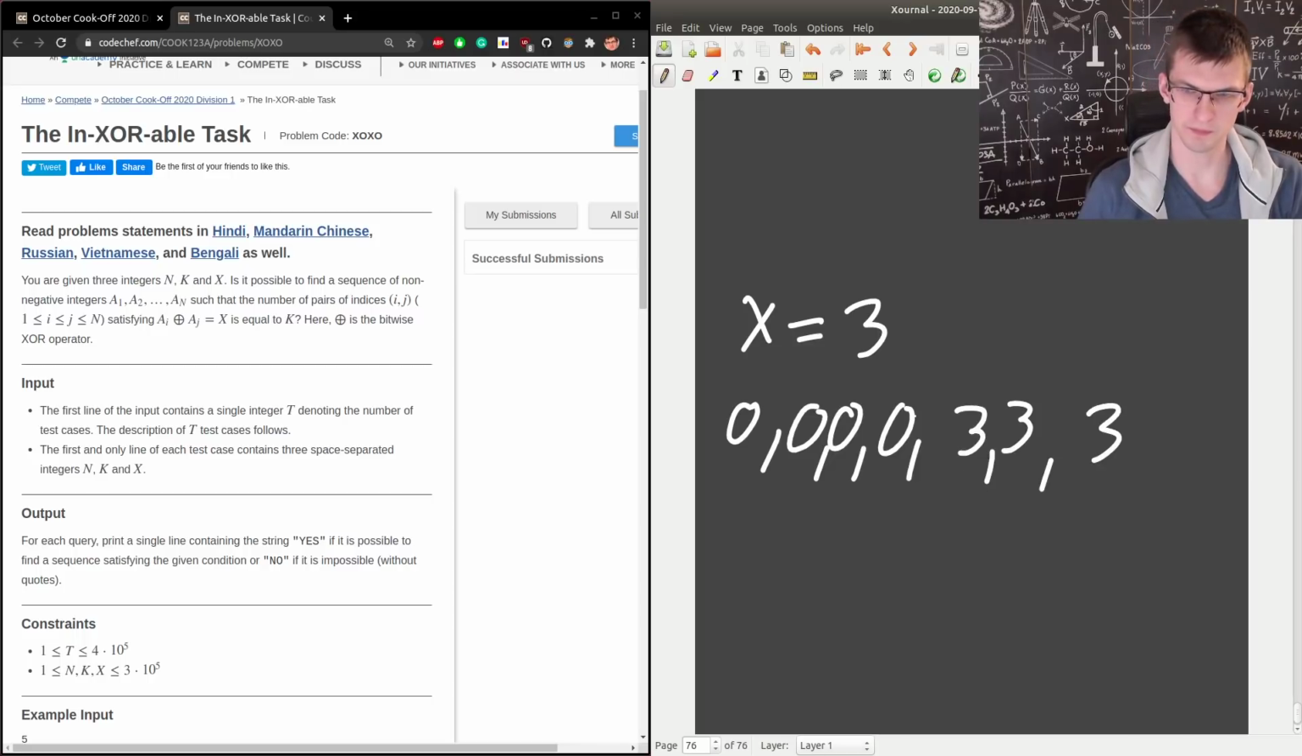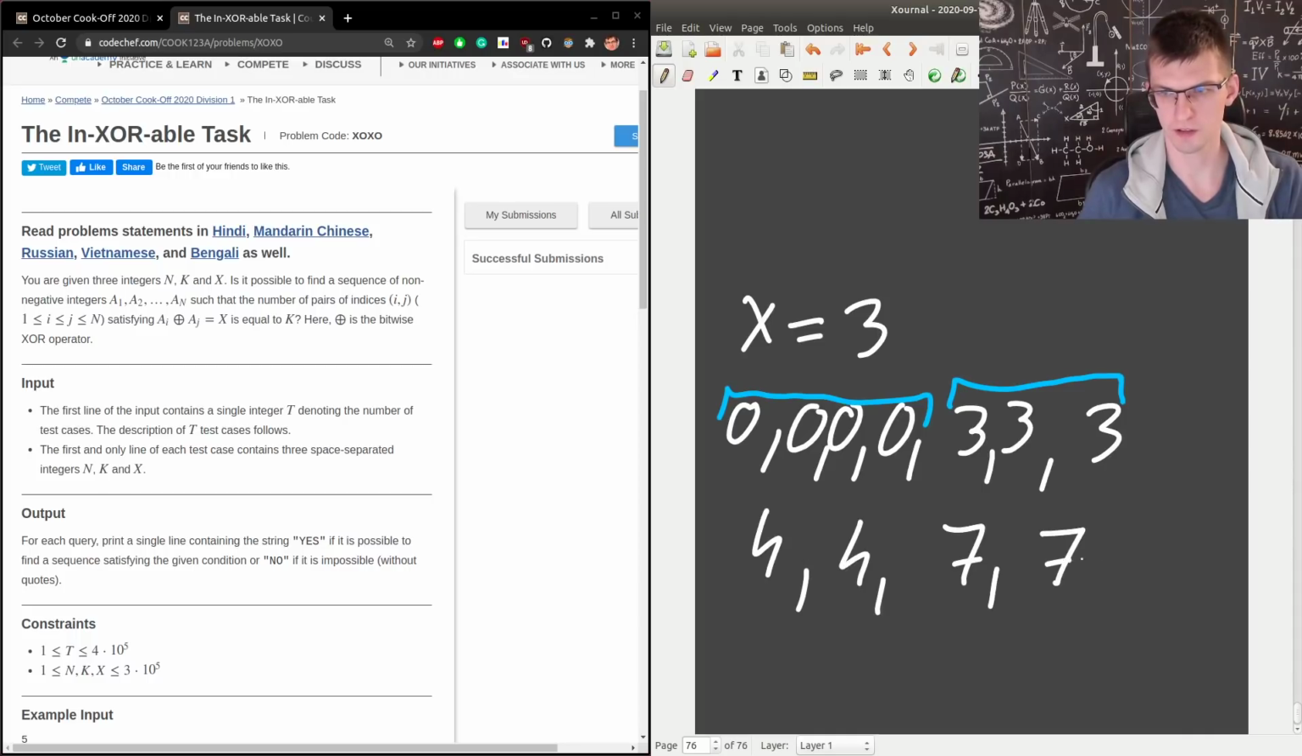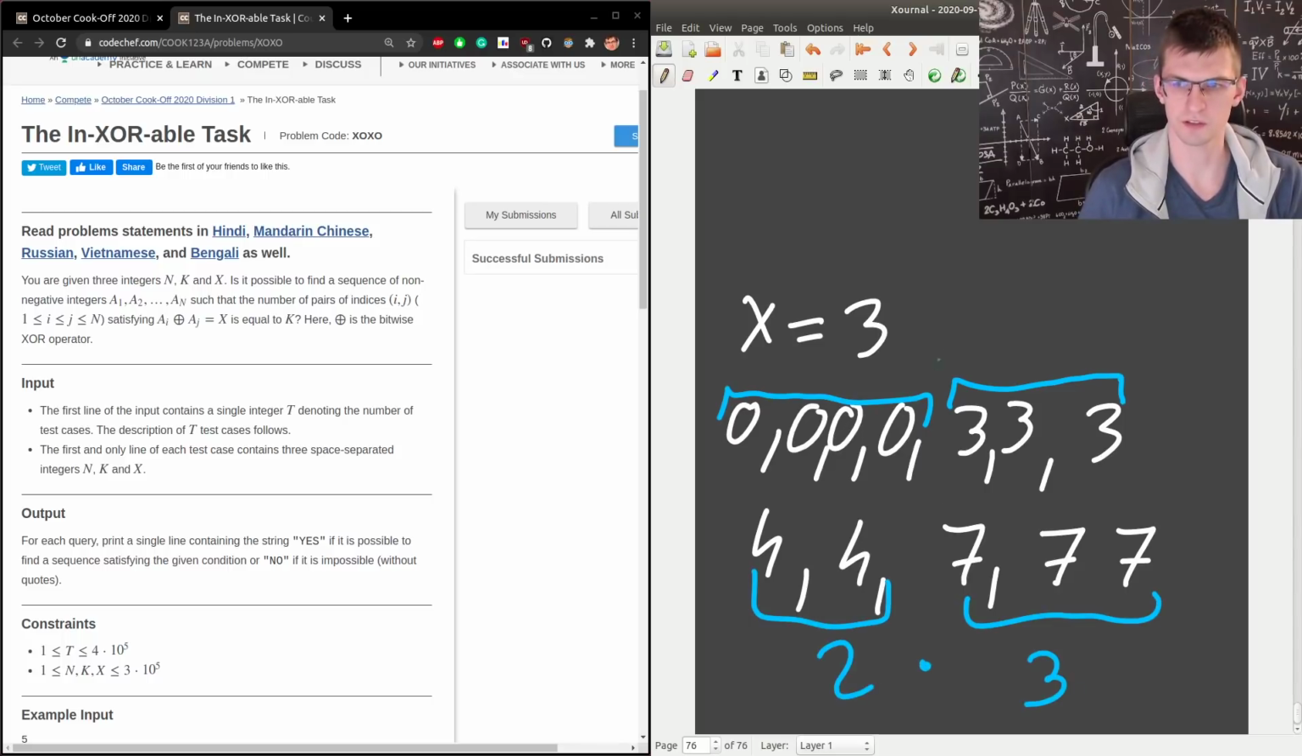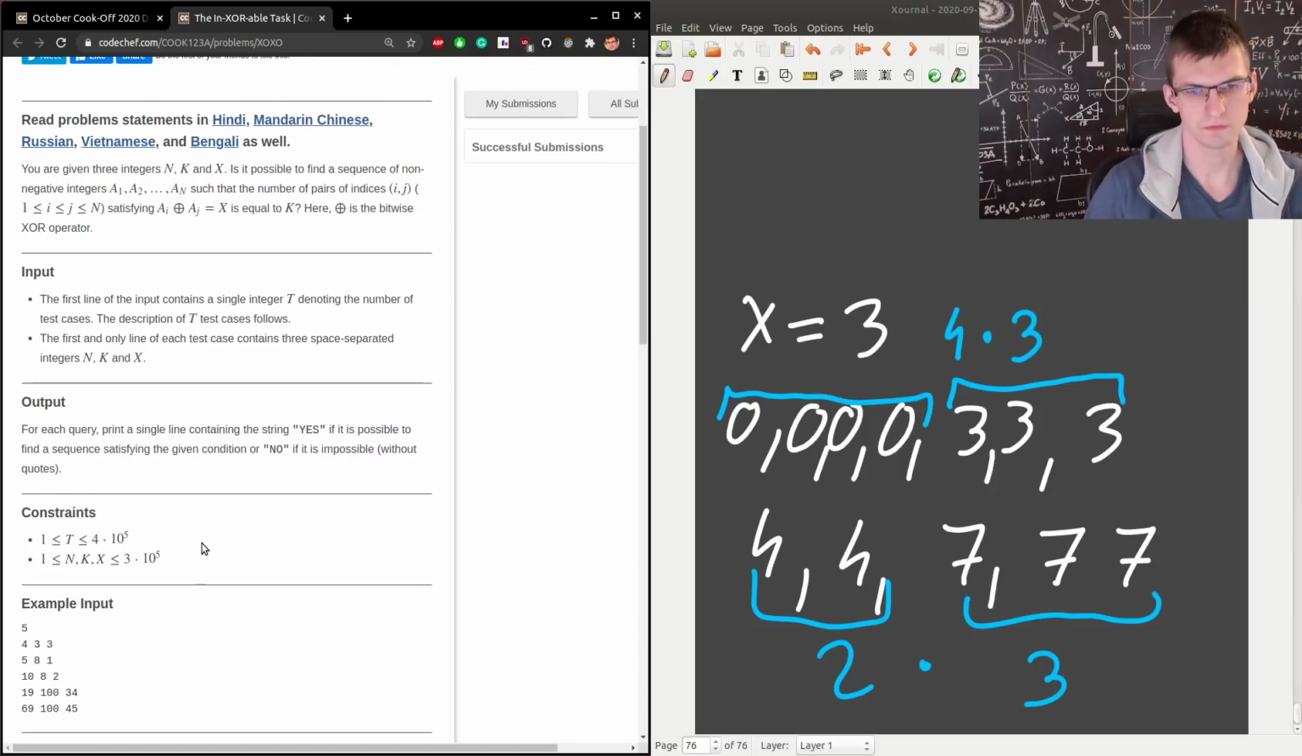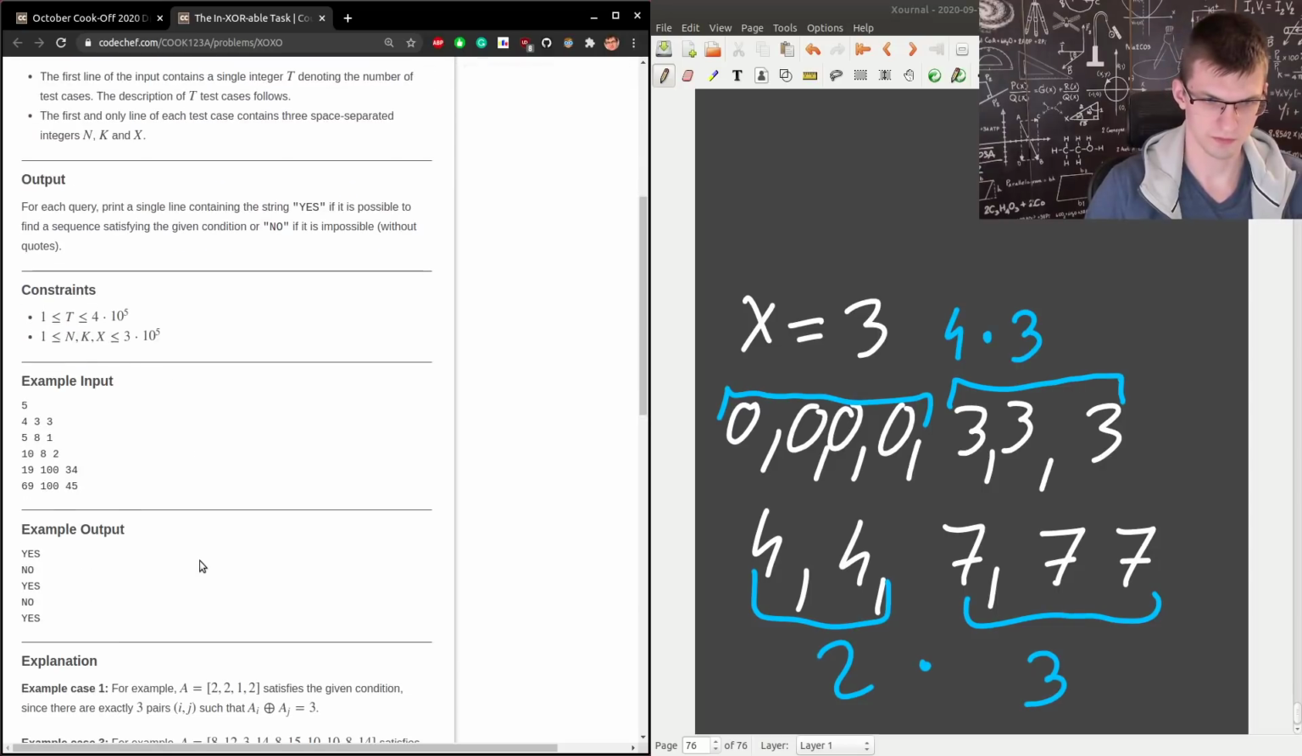And the number of pairs I create this way is just count of those, 4 times count of this, 3. Then I make another group, like 4, 4 and 7, 7. This will give me twice 3 to the answer. And this gave me 4 times 3. But I want this length. Oh, just yes and no.